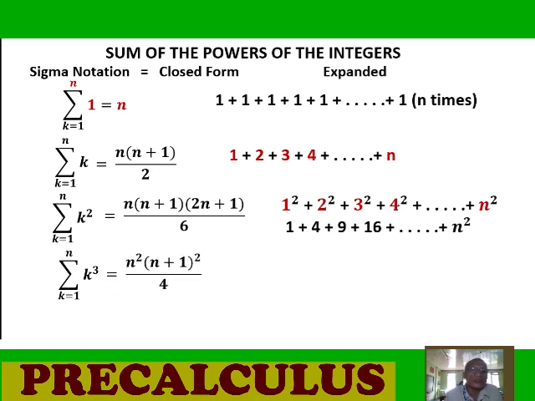Next, another property: summation of k cubed as k starts from 1 to n is equal to n squared times quantity n plus 1 squared all over 4. For example, if k starts from 1 up to n. Okay.